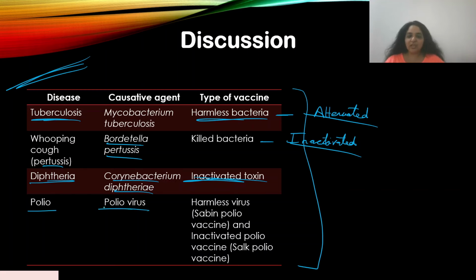And polio, there are two types of polio vaccines. There's a harmless virus called Sabin polio vaccine. That's harmless, attenuated, of course, and the inactivated polio vaccine, Salk polio vaccine. So please learn these names, Sabin polio vaccine and Salk polio vaccine, so you know which is what. Sabin polio vaccine is a harmless virus, Salk is an inactivated polio vaccine. So these are the two types of polio vaccines that are present against the virus. All right, so learn this table for the exam, it will be helpful.